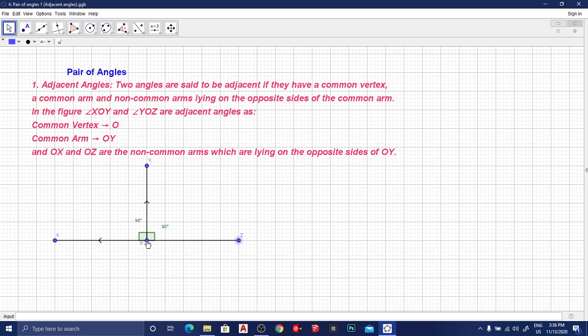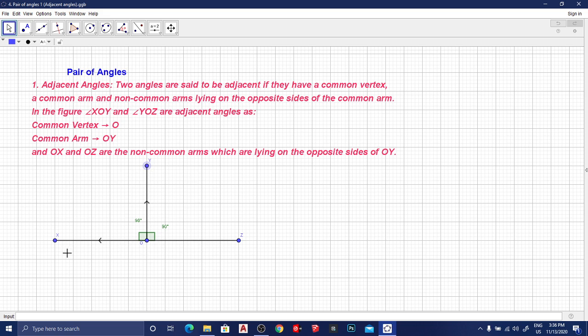Okay, they should have a common vertex and a common arm, then only those two angles are called adjacent angles. Here angle XOY and angle YOZ are adjacent angles. What is the common vertex here? O. And OY is the common arm. OX and OZ are the non-common arms, which are lying on the opposite sides of the common arm OY.